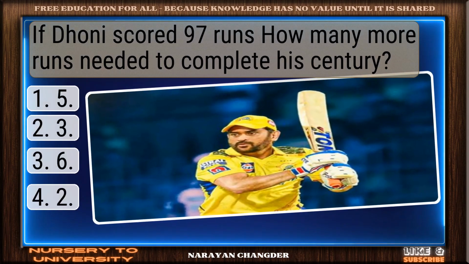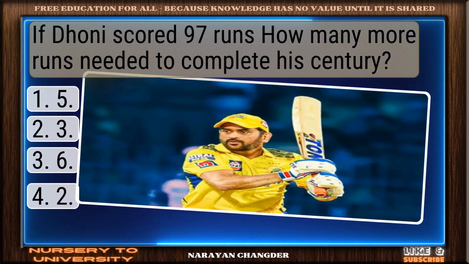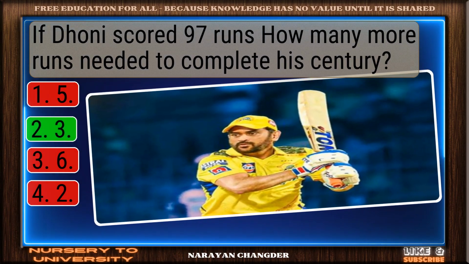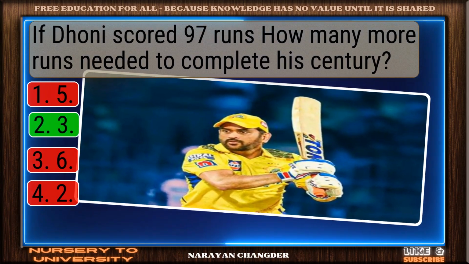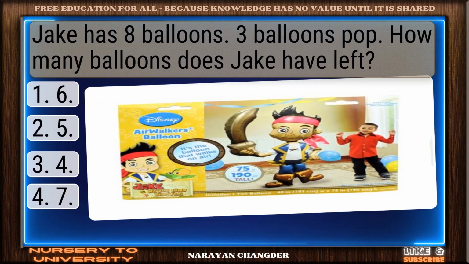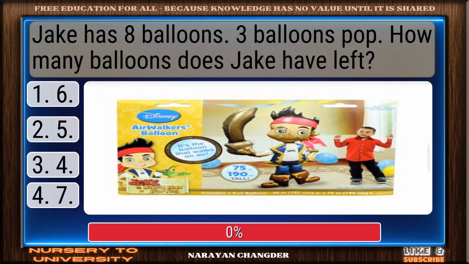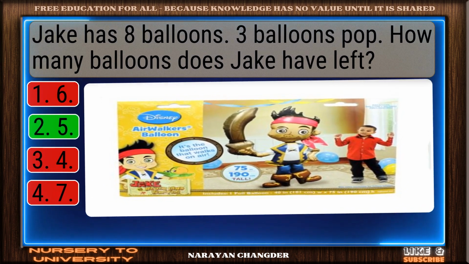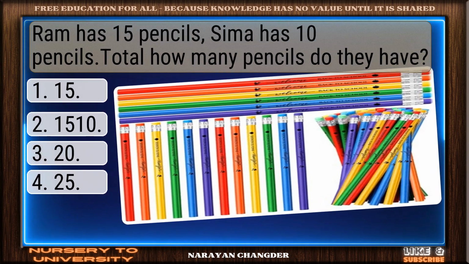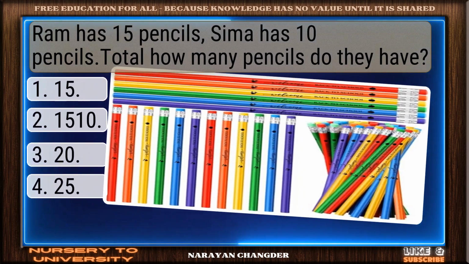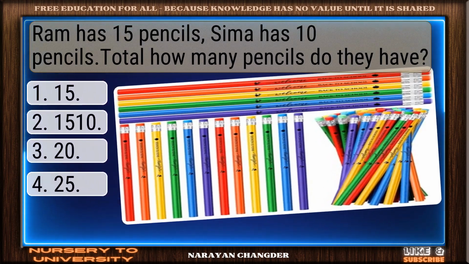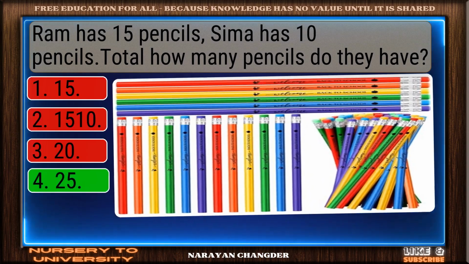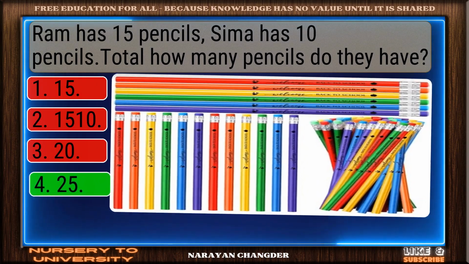If Dhoni scored 97 runs, how many more runs are needed to complete his century? You're right. 3 is the correct answer. Jake has 8 balloons. 3 balloons pop. How many balloons does Jake have left? Right choice. 5 is the best answer. Ram has 15 pencils. Sima has 10 pencils. Total, how many pencils do they have? Nicely done. 25 is a solid answer.